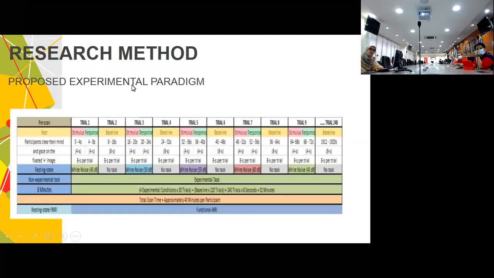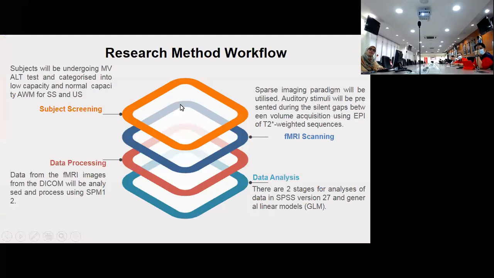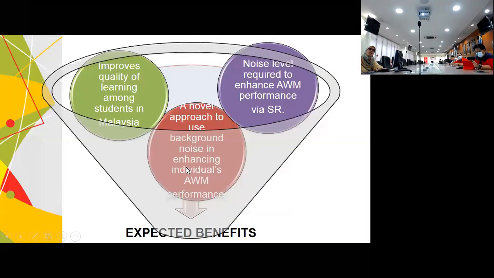And this is the proposed experimental paradigm, which is a sparse paradigm. This is the workflow. Okay. And for the expected benefit, we hope that we can improve the quality of learning of the students. We recommend the noise level required to enhance the AWM performance. And it can be a novel approach to use background noise in assessing individual AWM performance.